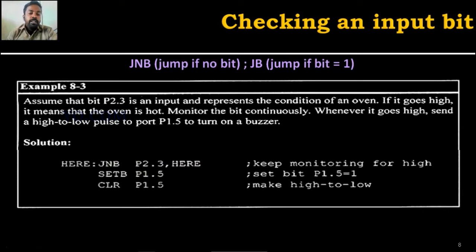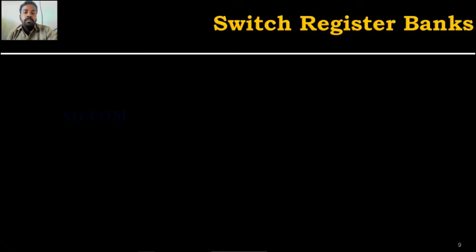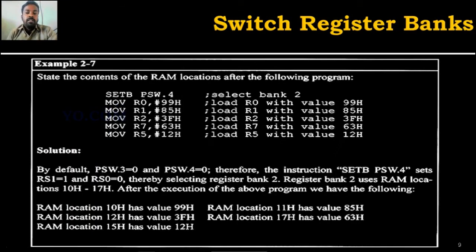When the loop breaks, the next instruction, set B 1.5, is executed. If it is executed, it produces pulses to port 1.5, which enables the buzzer. This way we can check the input bit. Then switch the register bank. How to switch the register bank?